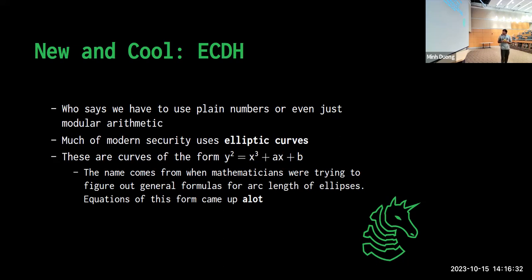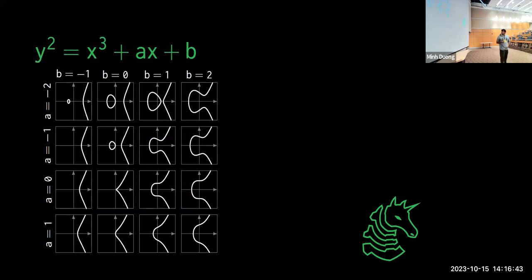So the name comes from when mathematicians were trying to figure out the general formula for the arc length of an ellipse, and they stumbled across this equation while they were working on it. So normally they're of this form right here. As you can see, they vary wildly from a very nice uniform curve to maybe a small little circular object followed by a hill on the side. And it kind of looks like a droplet forming in a lava lamp. Kind of what I like to talk about.